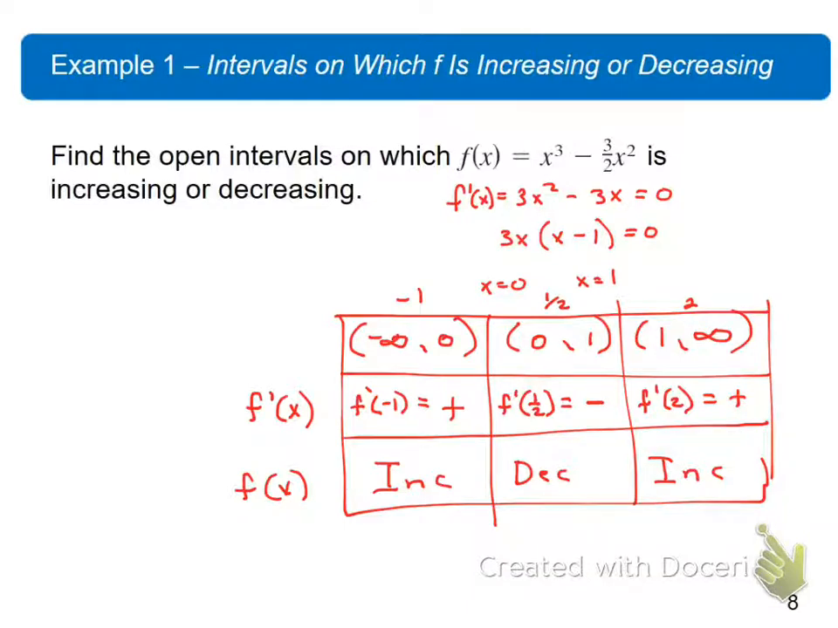So this tells me even more. Look at this. I'm increasing. I get to the critical number 0, from negative infinity to 0. And it goes from increasing to decreasing. That means 0 is where a relative maximum occurs. It increases, then decreases.